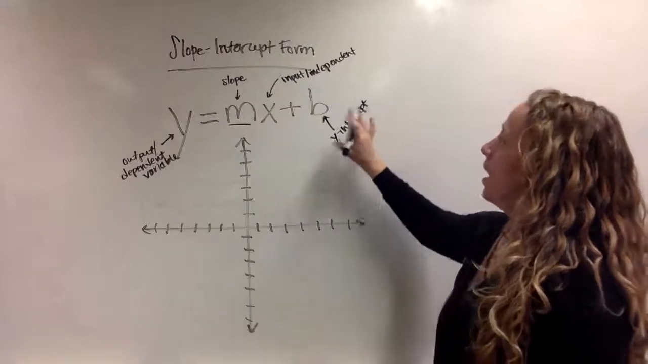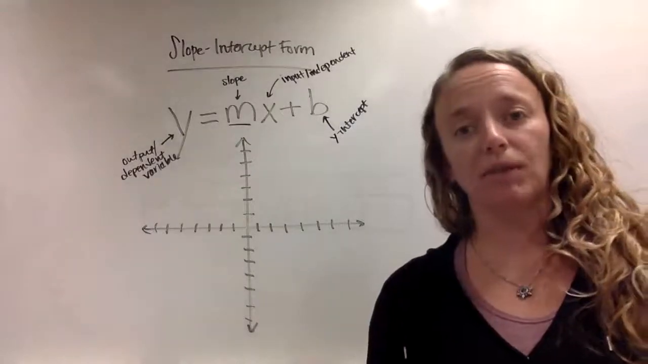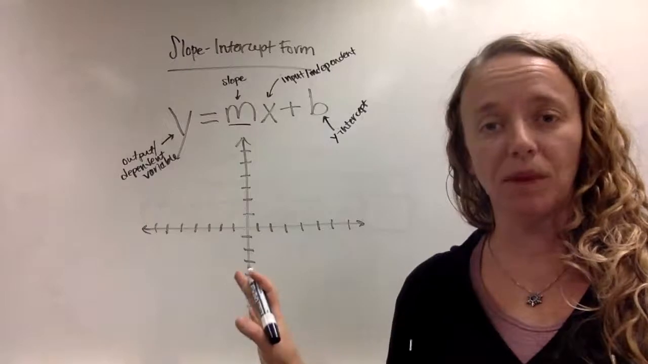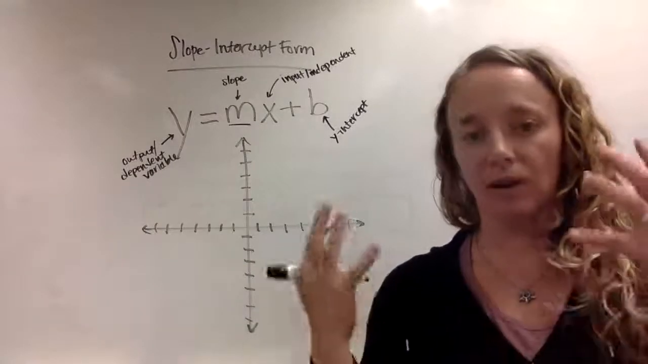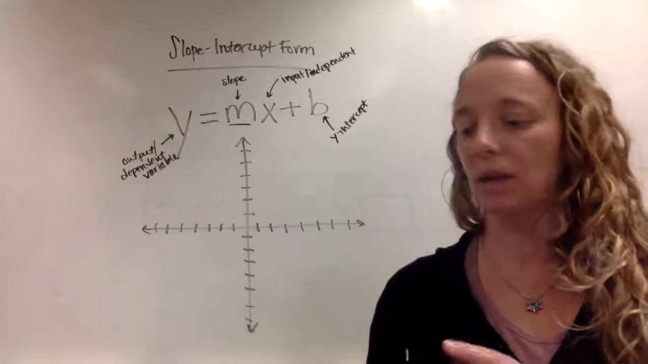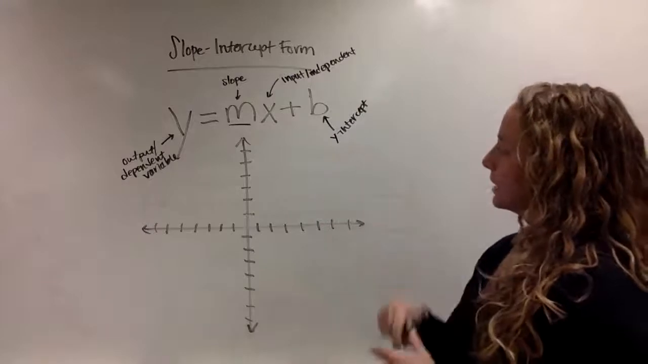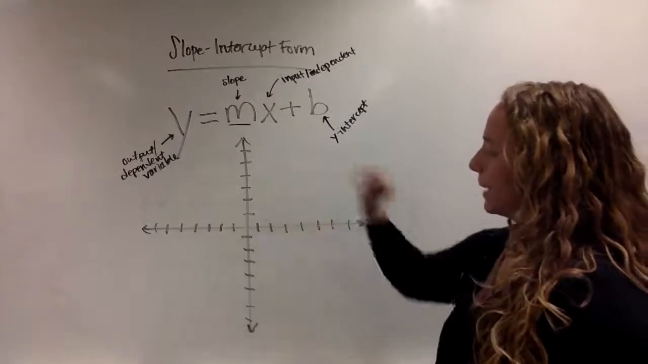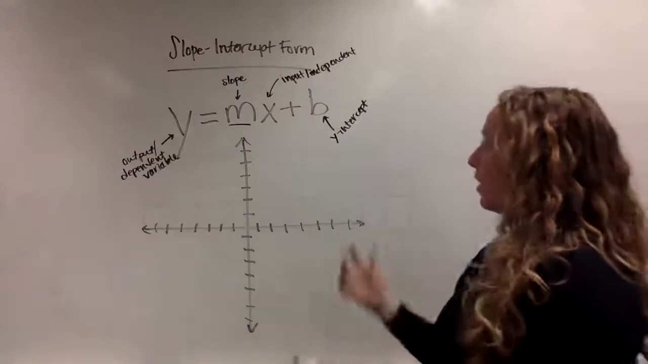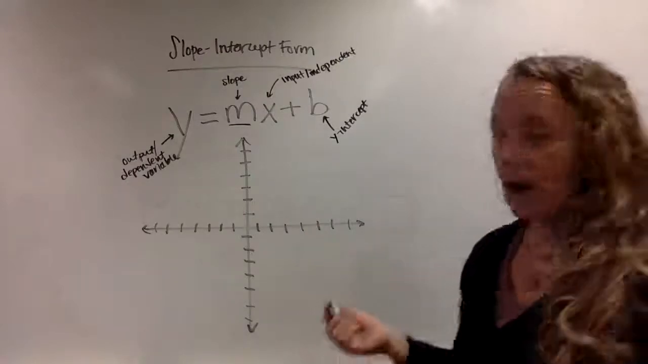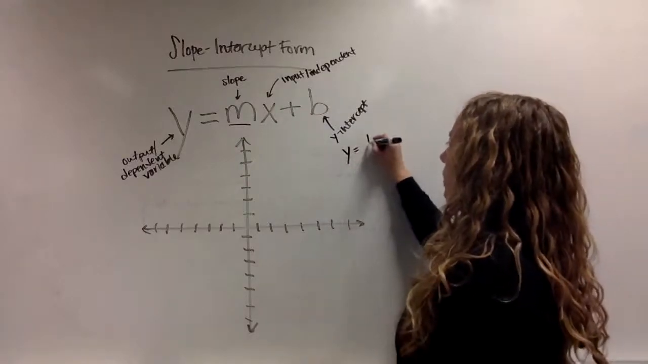This is essentially where our graph crosses the y-axis. What's awesome about slope-intercept form is when we have an equation written in slope-intercept form, we can super easily graph it. And if we can graph it, we can get a visual of what the line looks like. We can see how steep or shallow it is, where it crosses the y-axis, and whether it's positive or negative. So let's actually see this equation in action.